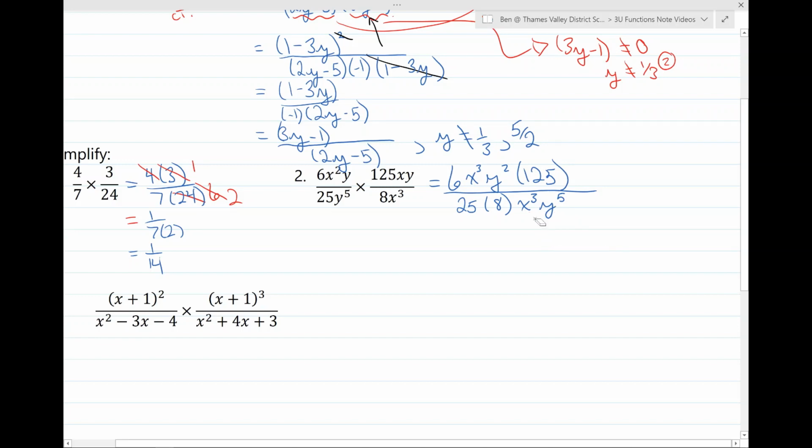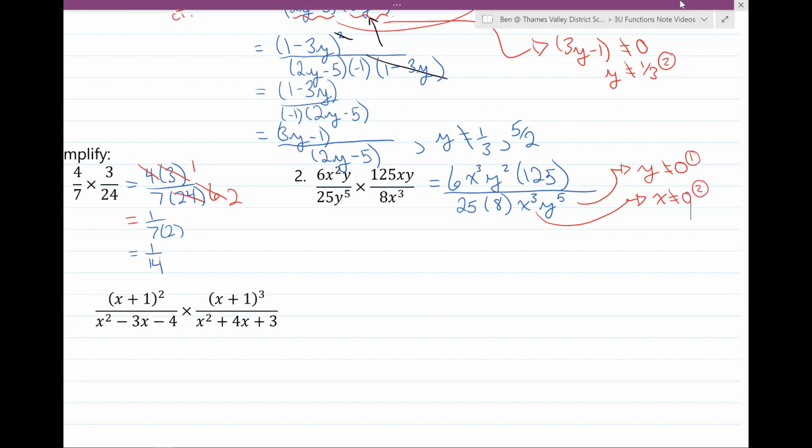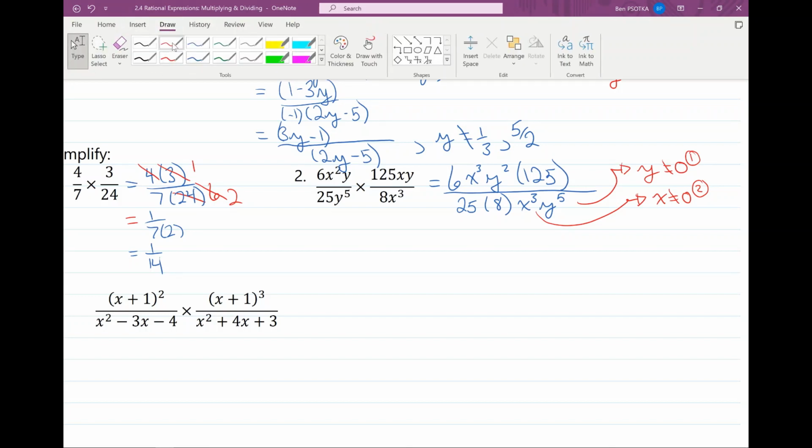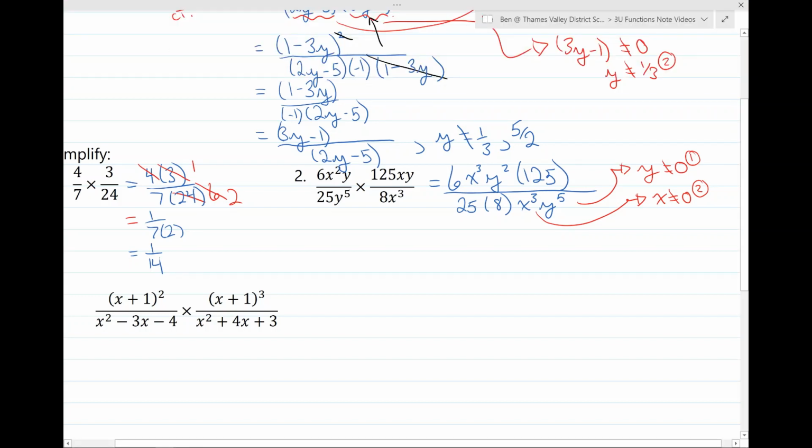We can look at the other factors instead, where I see x is a factor here and y is a factor. X is a factor 3 times, y is a factor 5 times. From there I get y cannot equal 0 and x cannot equal 0. We'll call that the first and second restrictions. So now that we've fully restricted our problem here, we can move forward with our cancellations. 125 divided by 25 is 5. 6 and 8 are both divisible by 2, so we can reduce it here. That's 3 divided by 4.